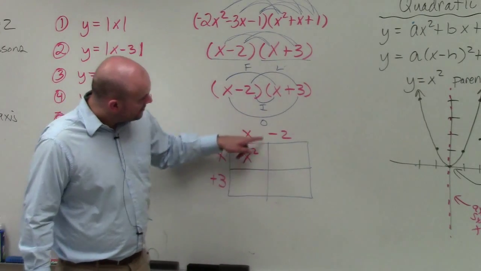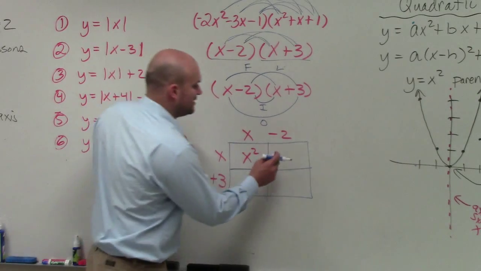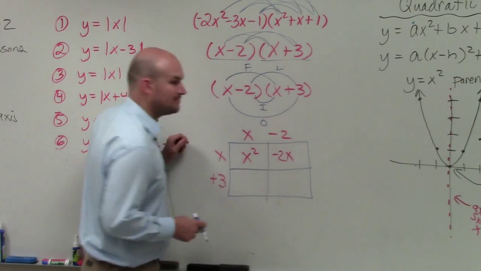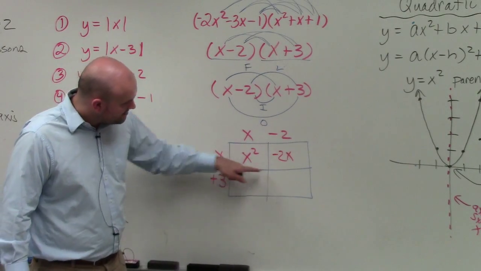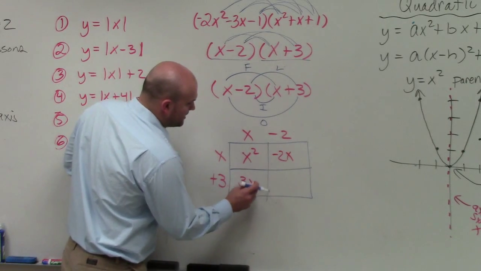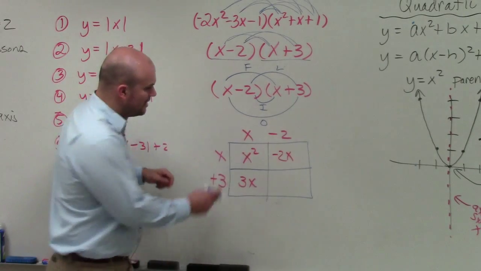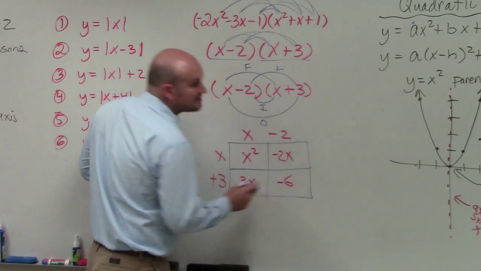Over here, here is my width. Here is my length. X times -2 is going to give you -2x. Here, x is my width. 3 is my height. 3 times x is 3x. And here, my length is 3. Here, my width is -2. 3 times -2 is -6.